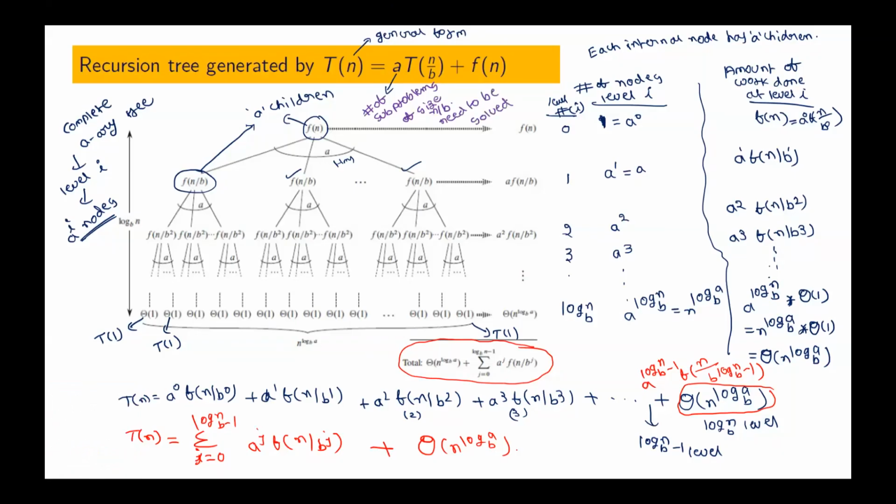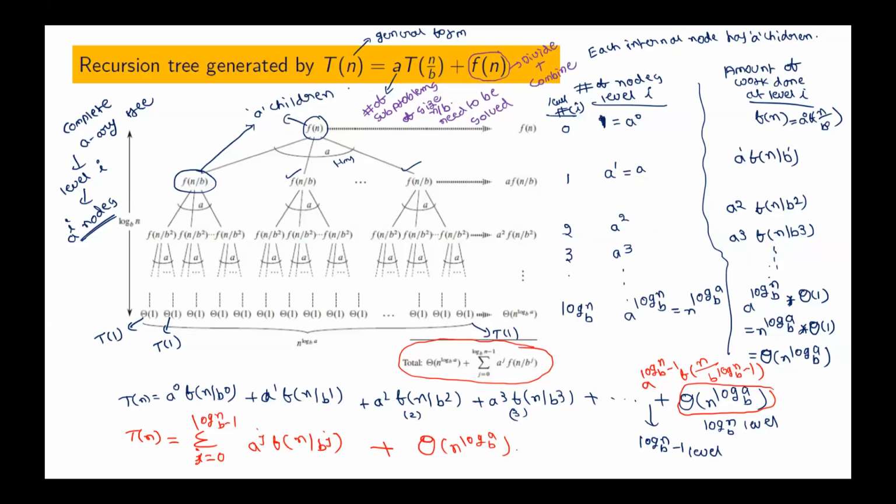What does f of n denote? This is the amount of time spent in the divide step and combine step, and b is the amount by which the original problem size is reduced. If it is 2, it is reduced by half.